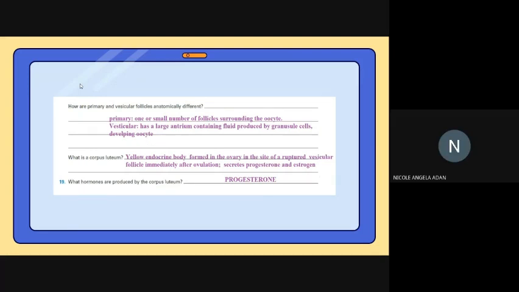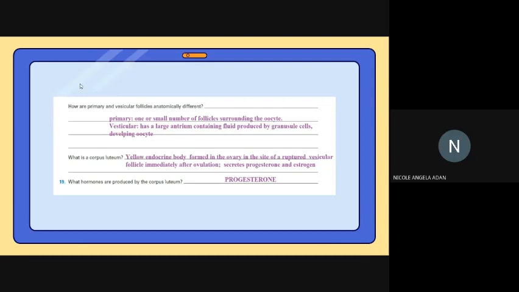Next is how are primary and vesicular follicles anatomically different. For the primary follicles, one or a small number of follicle cells surround the oocyte. Vesicular follicles have a large antrum containing fluid produced by granulosa cells surrounding the developing oocyte.